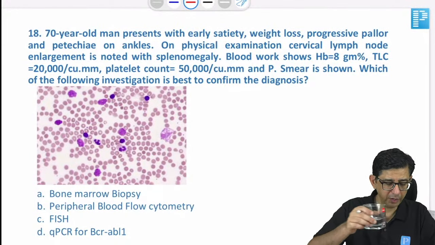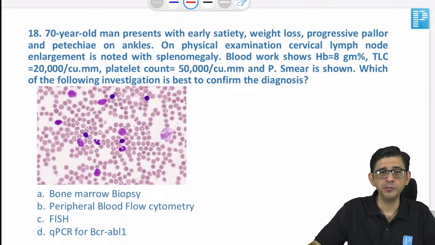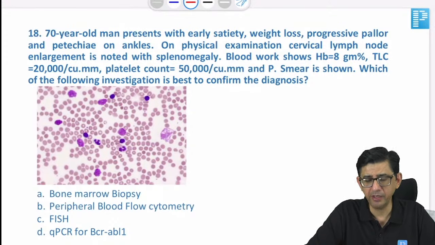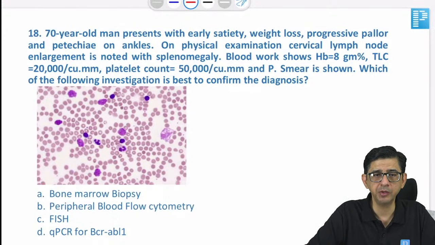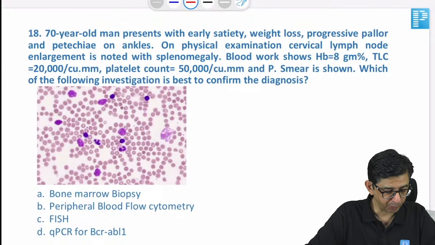We are having this 70-year-old man. He's presented with early satiety, weight loss, progressive pallor and petechia, standard feature for any hemat malignancy because both bleeding and anemia is given simultaneously in a patient.